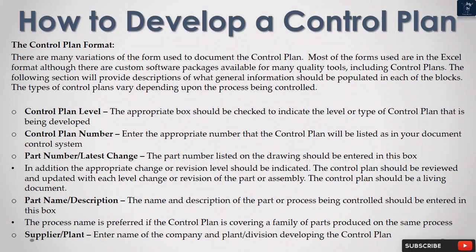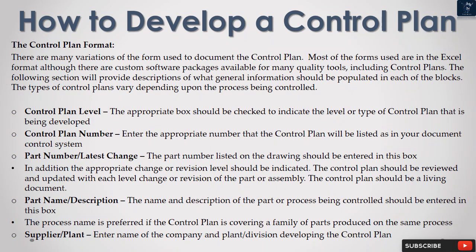The control plan format. There are many variations of the form used to document the control plan. Most of the forms used are in the Excel format, although there are custom software packages available for many quality tools, including control plans. The following section will provide descriptions of what general information should be populated in each of the blocks. The types of control plans vary depending upon the process being controlled. Control plan level. The appropriate box should be checked to indicate the level or type of control plan that is being developed. Control plan number.